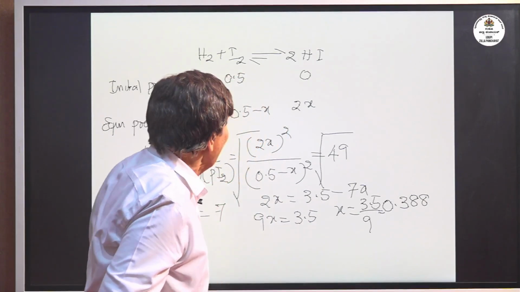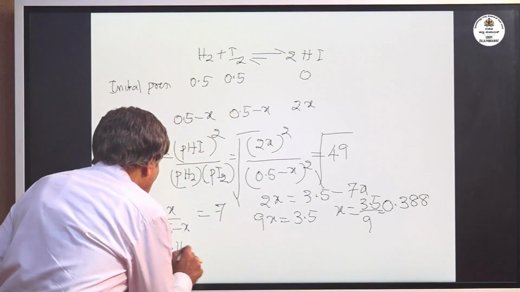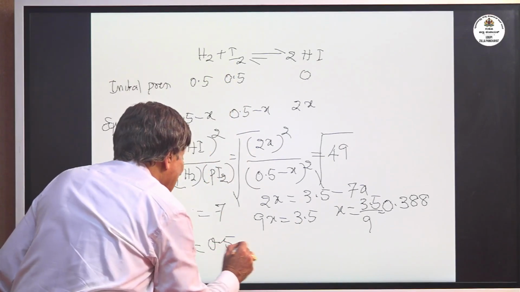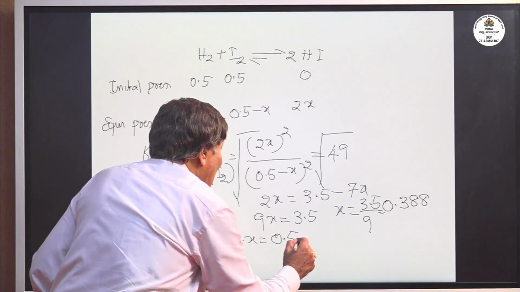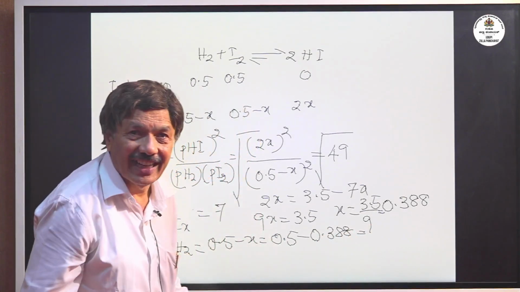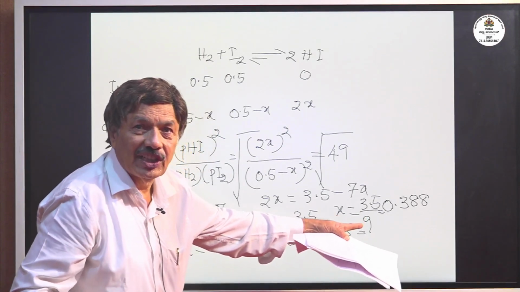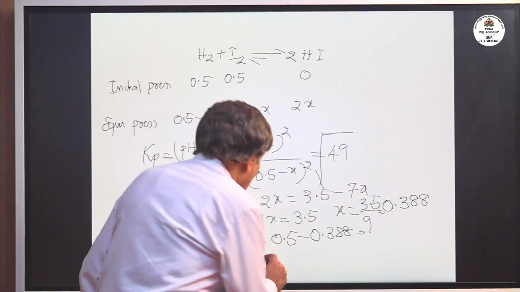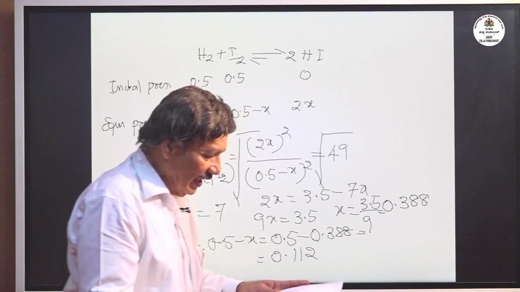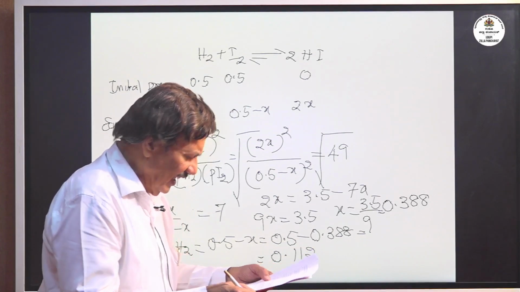This is x. What they have asked is the partial pressure of H2. Partial pressure of H2 is equal to 0.5 minus x. So 0.5 initial, out of that minus 0.388. We took 0.5 initially, then 0.388 is reduced because it underwent combination giving HI. So what remains is 0.112. So that is option A.